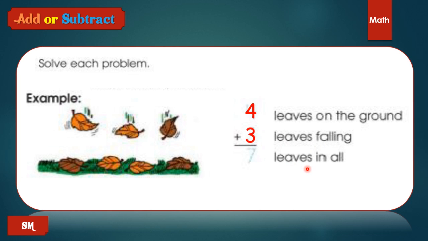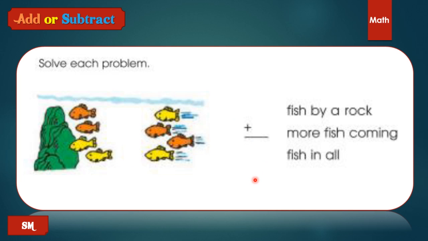Now, how many leaves in all? When I say in all, is it plus or minus? Is it add or subtract? Excellent. It's add. So I write here plus, because he said here in all. He wants all of them. So I'll add 4 plus 3 to get all of them. You can count all of them, 1, 2, 3, 4, 5, 6, 7. So the answer will be 7. Or you can say that I'll put 4 in my mind and 3 fingers. Count after 4, 5, 6, 7. Excellent. Can you do this one by yourself?